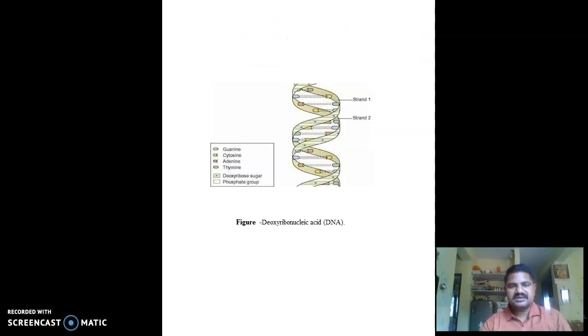Here is the structure figure of the DNA. Strand 1 and strand 2. Two coiled strands are present, and there are the bases. We can see here guanine, cytosine, adenine and thymine.